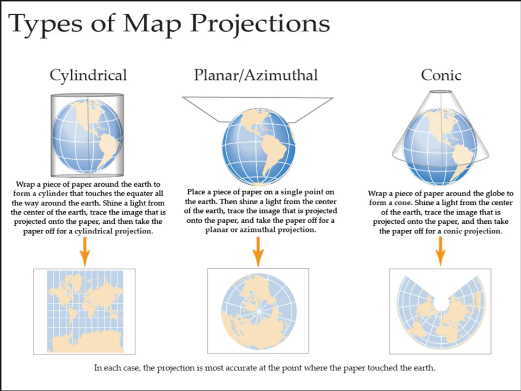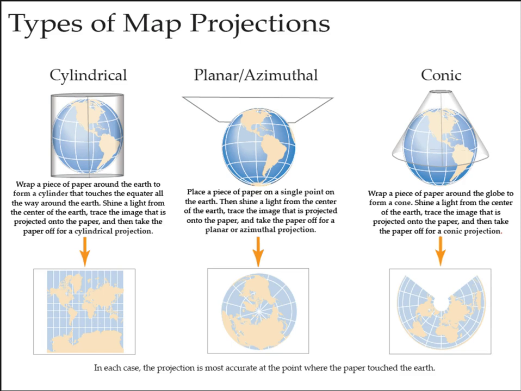So the first is cylindrical. To imagine this, imagine you have the Earth, and you wrap a piece of paper around the Earth to form a cylinder that touches the equator all the way around. Shine a light from the center of the Earth, and it traces this image that is projected onto the paper. Then the paper is taken off the cylinder and unfolded, and this is the image you have at the very bottom of this slide.